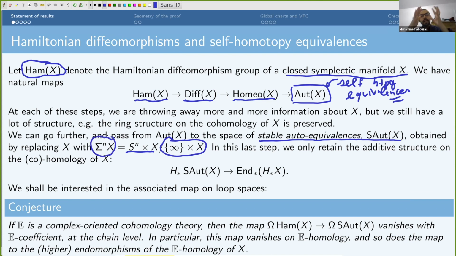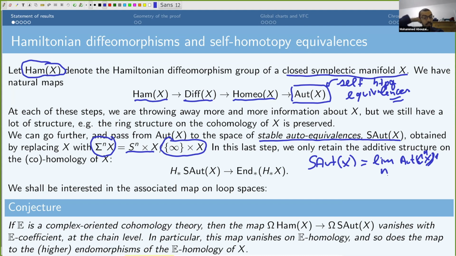So instead of looking at x itself, I'm going to look at the result of suspending x. This procedure is repeated n times, in fact an arbitrary number of times. And in each, so this stable automorphism group, stable self-homotopy equivalences, it's basically, I'm going to for now just use this, the limit of the automorphism groups of the suspension of x. You make this n larger and larger.